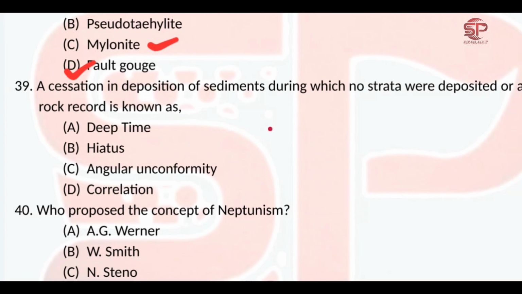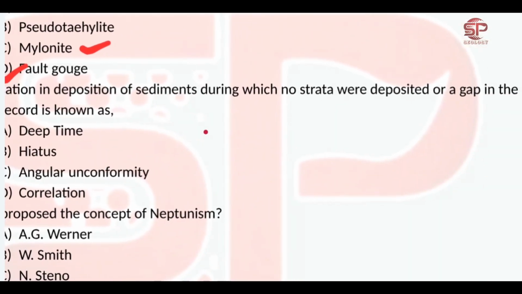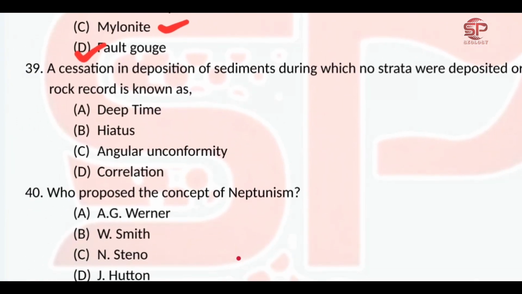A situation in deposition of sediment during which no strata were deposited, or a gap in the rock record, is known as... A gap in the rock record, you can say it is unconformity. Any gap in deposition will be an unconformity. Here in the question there is no tilting given, so it cannot be an angular unconformity, but if you are saying there is a gap in the rock record, it can be any type of unconformity. So basically this question is for hiatus. The gap in the rock record is also called hiatus. So the most appropriate answer here will be hiatus.